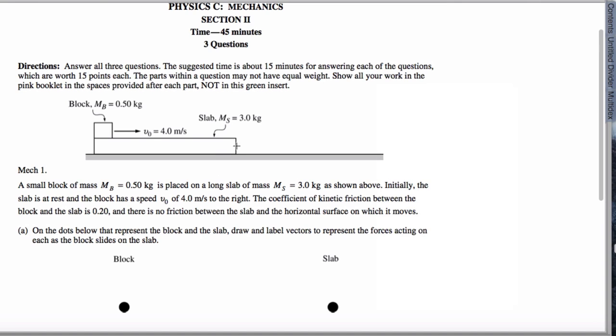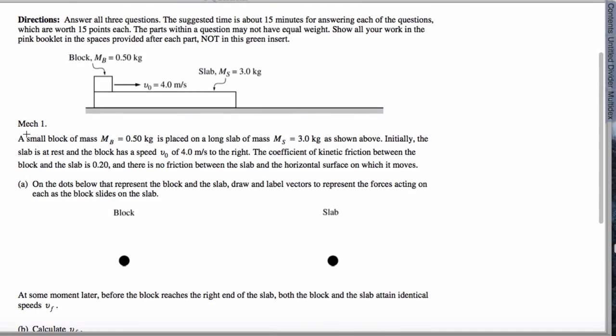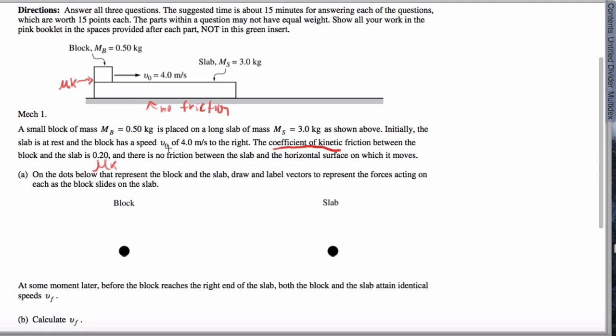So first, I try to skim. I notice there's two blocks. I notice there's a clear indication that I need to draw a free body diagram. So I'm going to skim through this first paragraph just to see if there's anything that I need to know. I read the words coefficient of kinetic friction, and I know that I have a mu kinetic right here. I'm told that friction applies in between the blocks, and that there is no friction between the slab and the surface. So now I can go ahead and set up a free body diagram.